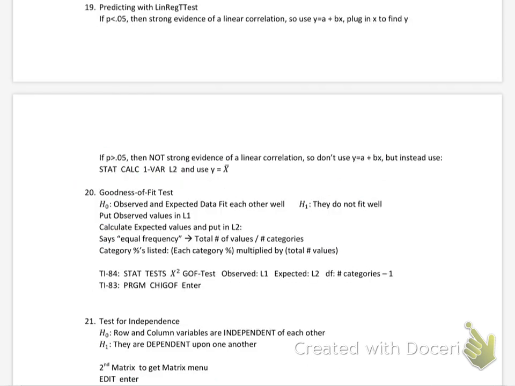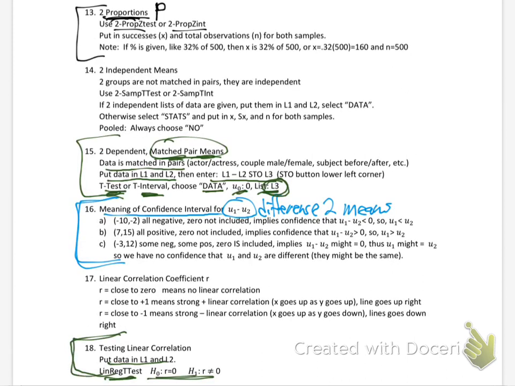It's just 18. So 18, linear regression t-test. Testing linear correlation, 18 on the final exam notes. You put the data in L1 and L2. The test is always H0: R equals 0, and H1: R does not equal 0. That's always what you do when you're testing for linear correlation. See how you can just follow those steps on the final exam notes and you'll be fine. Just do exactly what those say.